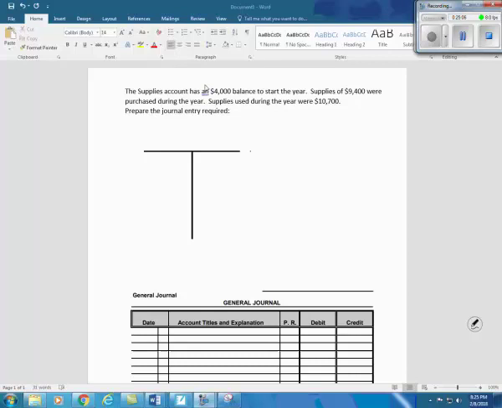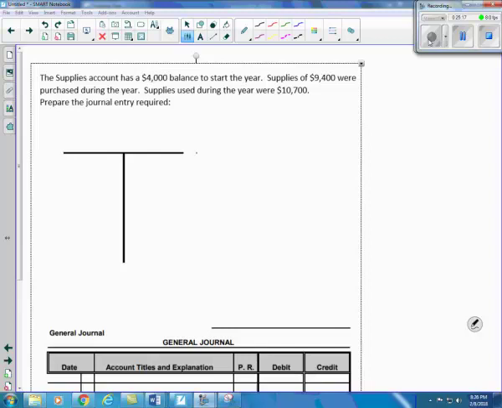So if we have a supplies account that has... sorry for that pause. I realized I wasn't on my Blackboard screen. But in this case, this is the easiest of all.